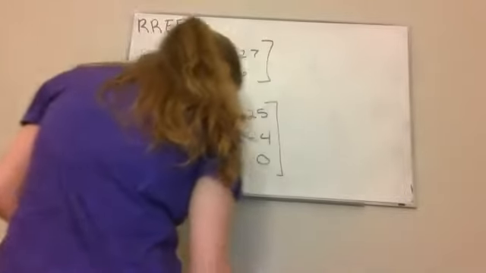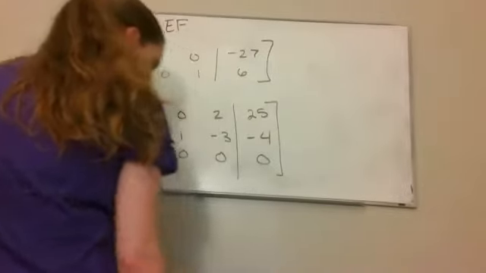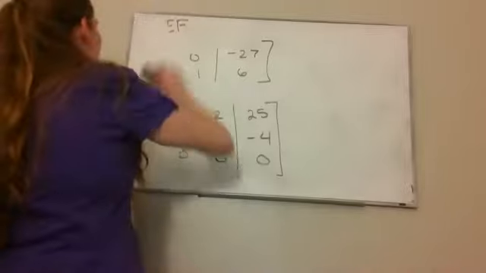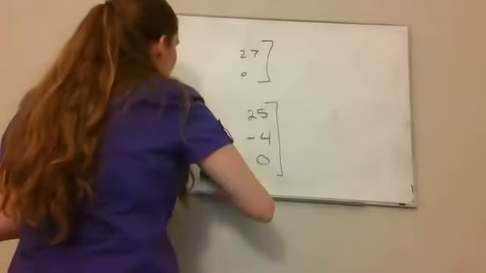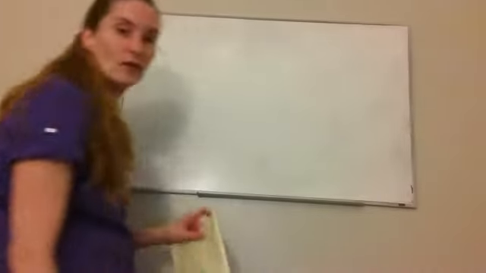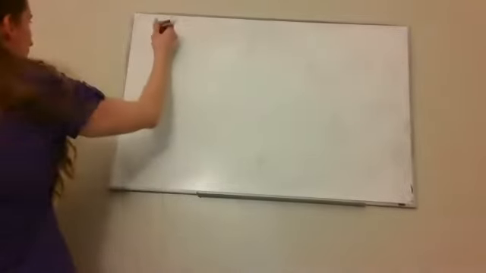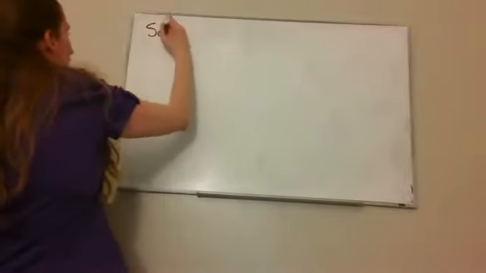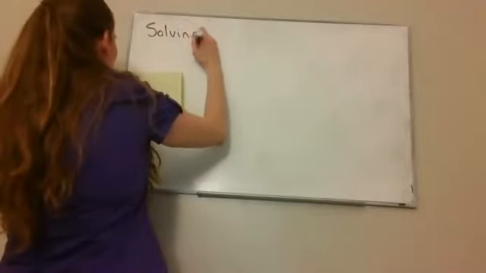Now, why do we care about these different forms? Well, because when we solve systems of equations using matrices, we need to use our row operations to turn the matrix into one of these forms. So we're going to first learn how to solve with what's called Gaussian elimination.